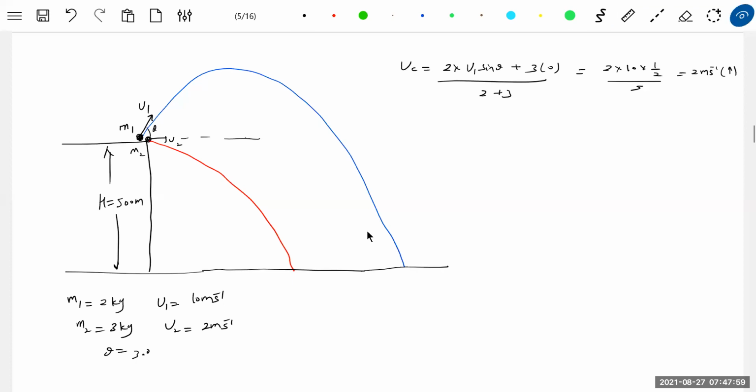From here it's going to ascend. Okay, what about the acceleration of center of mass? I think we can proceed in a similar way. m1 into g, the weights of them both will act downward, no?